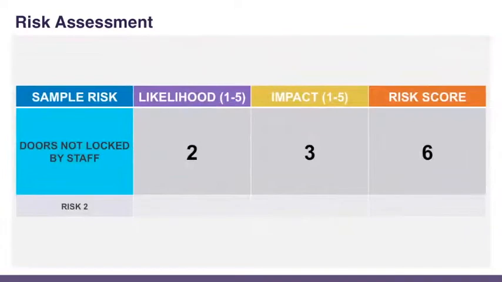In this table, you see the sample risk named doors not locked by staff. I ranked it a 2 in terms of likelihood, indicating it is unlikely to happen. In terms of impact, I ranked it a 3, meaning it is right in the middle, potential for serious impact. I multiplied the likelihood and impact to produce a level of risk score, which in this case is 6.